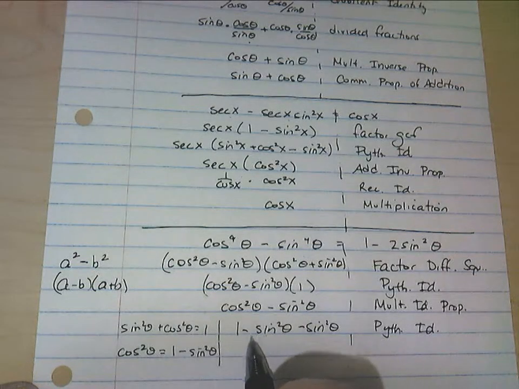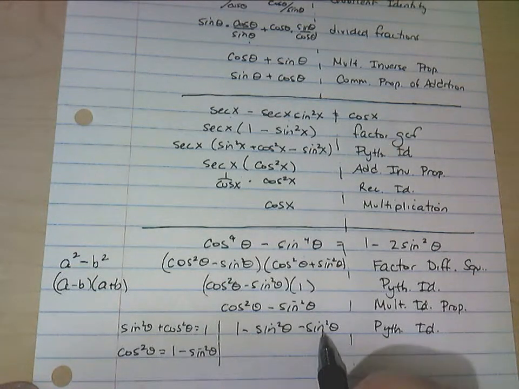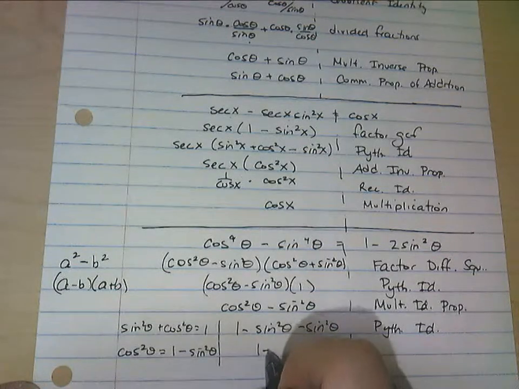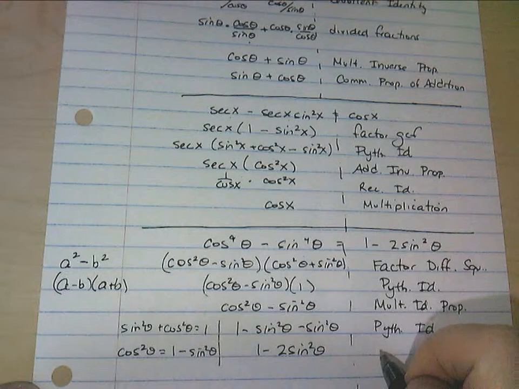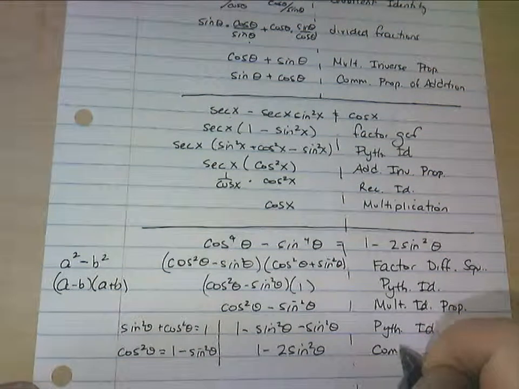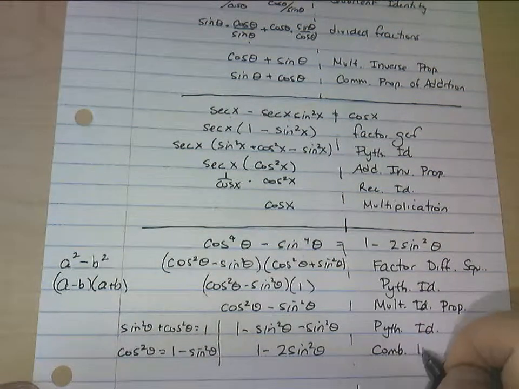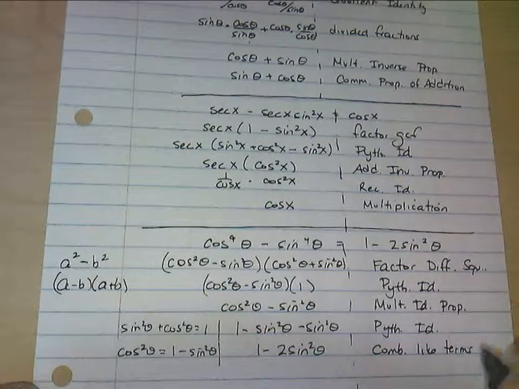Now I have two of these. There's a negative sine squared theta here and a negative sine squared theta here, so I'm going to have 1 minus 2 sine squared theta, and all I did was combine like terms, or I added the two negatives. And that one's done.